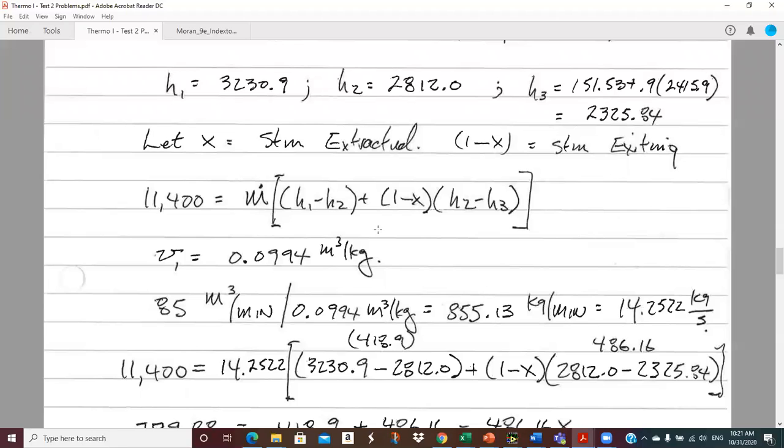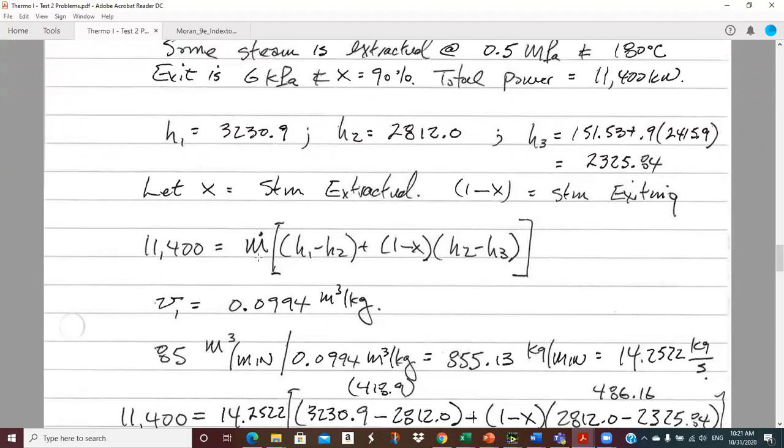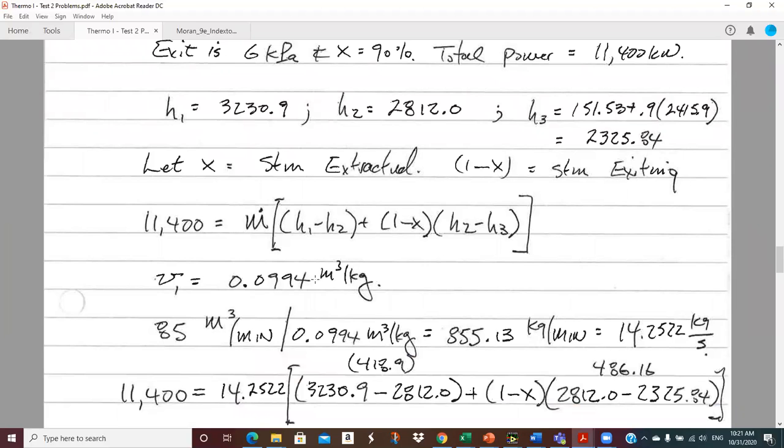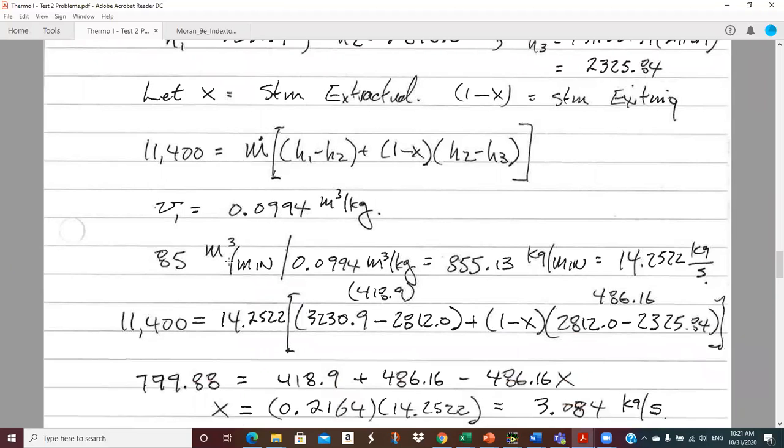And of course, I need a mass flow rate. I'm given 85 meters cubed per minute. So at state 1, when you look up the enthalpy, you also note the specific volume, which is 0.0994 meters cubed per kilogram. And so 85 meters cubed per minute divided by 0.0994 meters cubed per kilogram is 855.13 kilograms per minute, divided by 60, and you get 14.25 kilograms per second.